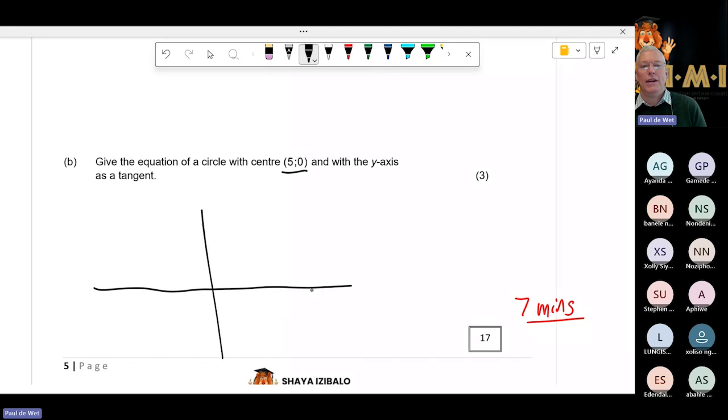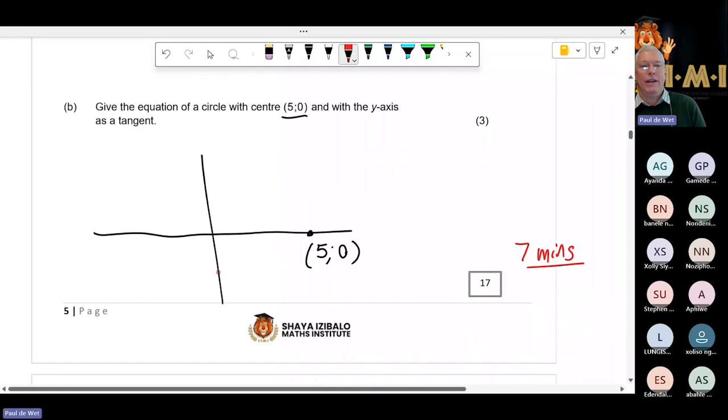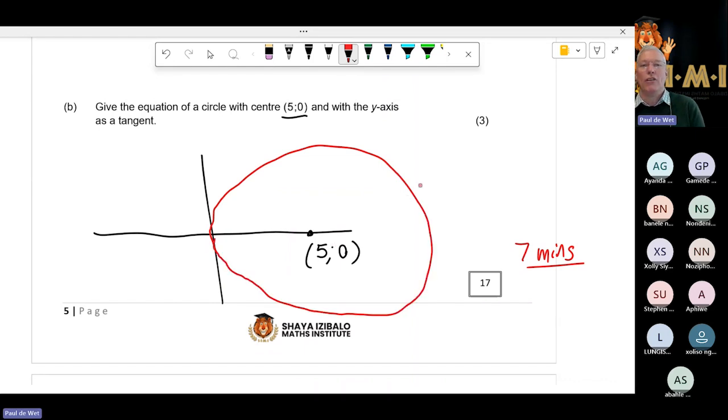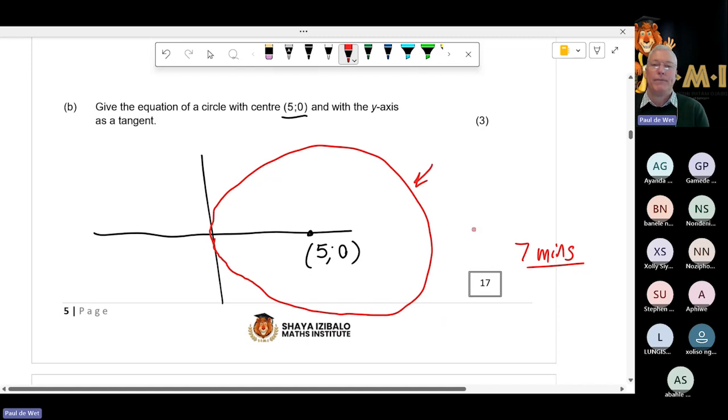It's on the x-axis. So I want a circle that looks like this. Center there, but it's got the y-axis as a tangent. Who can tell me the equation of this red circle?